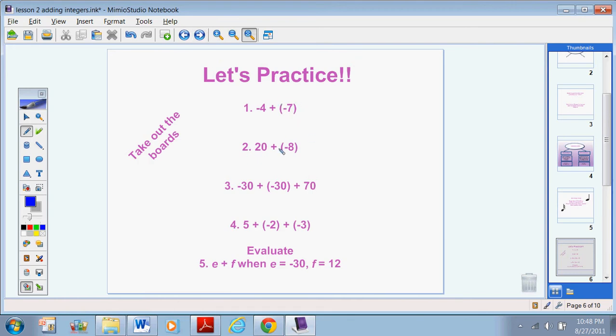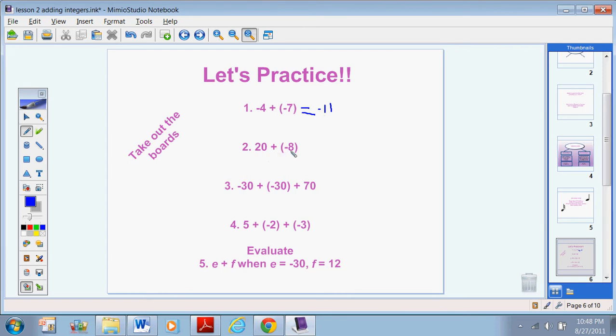So let's go ahead and do some practice. Pause this and try to do them by yourself, and then come back to see the solution. Alright, so let's go ahead and start. So -4 plus -7, same sign, so we will add them. 11, and then we keep the sign, which will be negative.